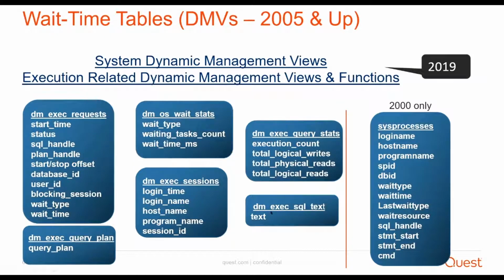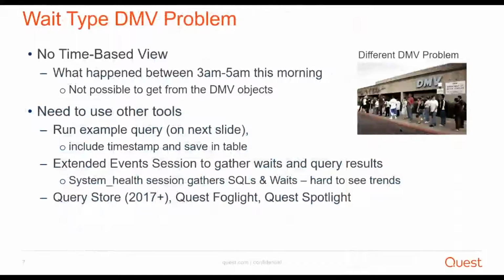And then finally, you can also join it into these table valued functions: DM exec SQL text to get the actual SQL text, and DM exec query plan to get the execution plan. Now, if you want to see the whole instance level, you can go into DM OS wait stats, which I have some examples of on the following slides. Now, hopefully no one is on 2000 anymore, but if you are, for some sad reason, you can still get a lot of this information out of sys processes. So you're not dead in the water, but anything earlier than that, you can't look at wait time.